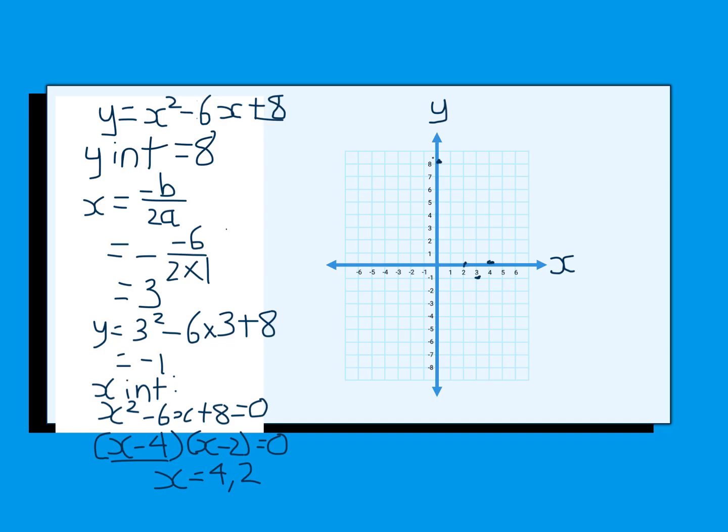We know what the parabola is going to look like. It's going to come down and turn around at the turning point. Make sure you put arrows on the end. All right, let's now look at a harder question.